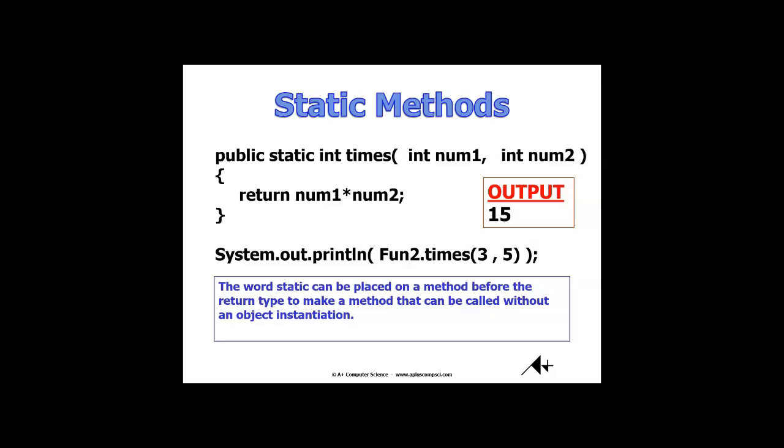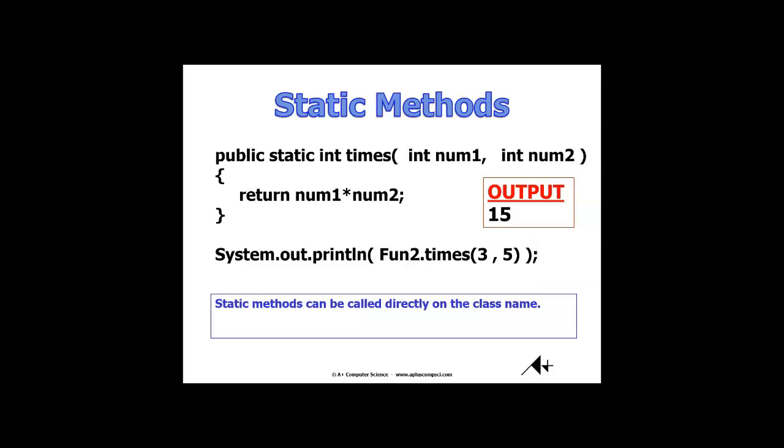I'm printing it out by doing fun2.times, which is exactly what we were doing with the math methods before. Over there we had math.power, math.round, math.ceiling, whatever the case may be. And here, instead of using math, I'm using fun2 because the times lives inside of the fun2 class and it's defined as static. Static methods can be called directly on the class name, which is what we're looking at.